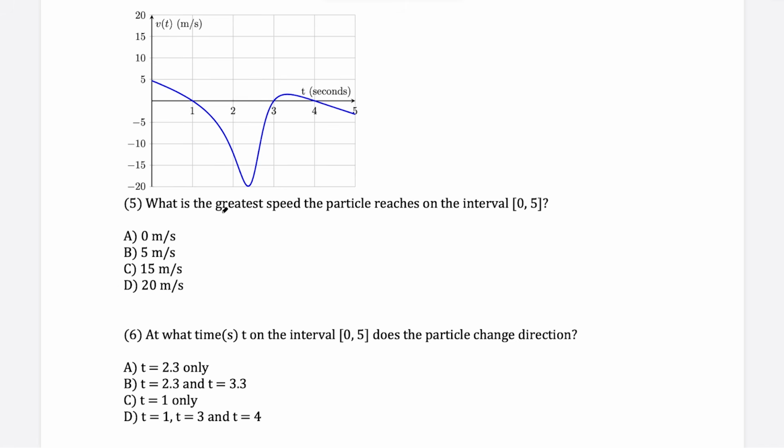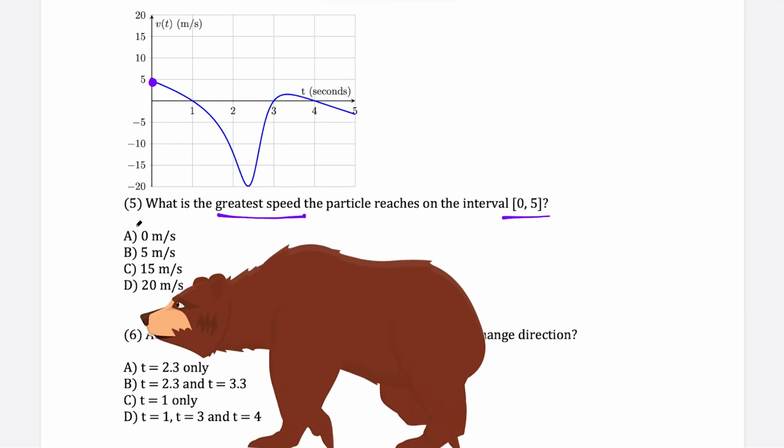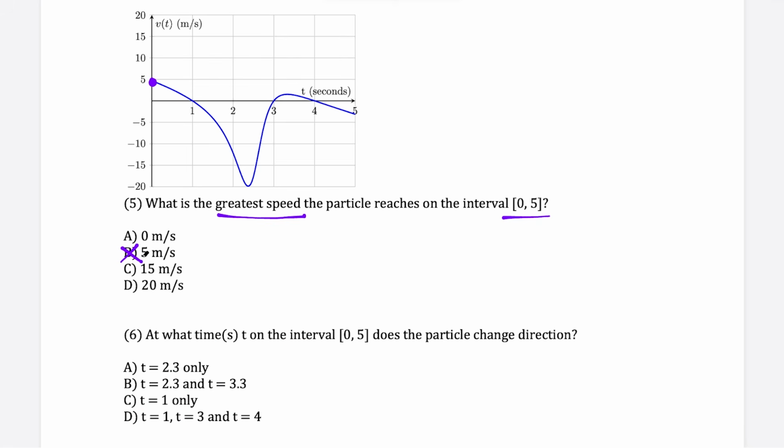Question 5, what is the greatest speed the particle reaches on the interval from 0 to 5? So for this question, it's very tempting to say 5 meters per second. 5 meters per second is a very dangerous bear trap, okay? Don't just look for the highest point on the graph. You have to remember that speed is equal to the absolute value of velocity. So that means we also have to consider the lowest point on the graph from 0 to 5.